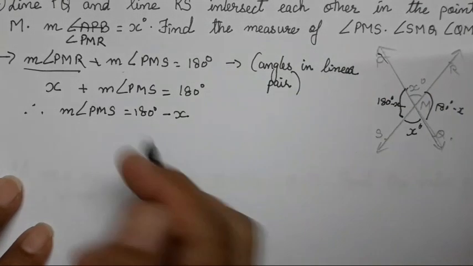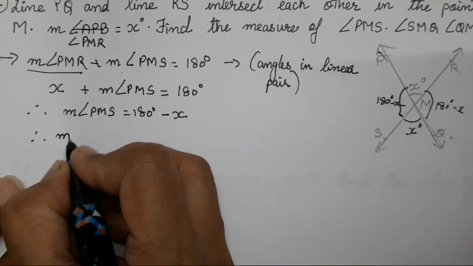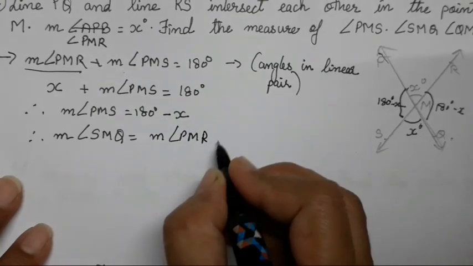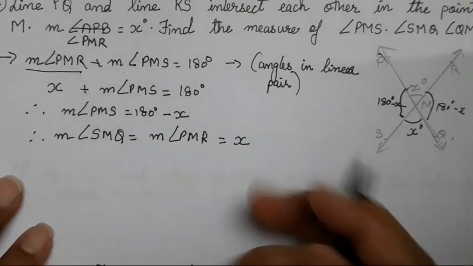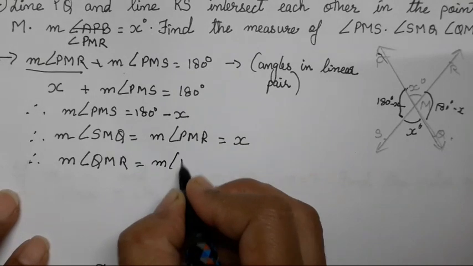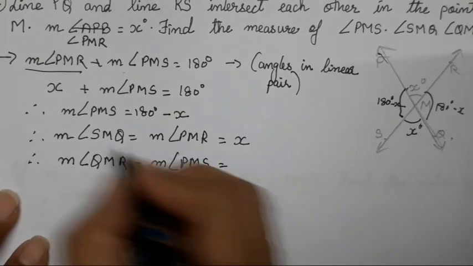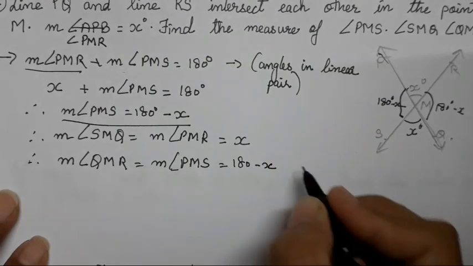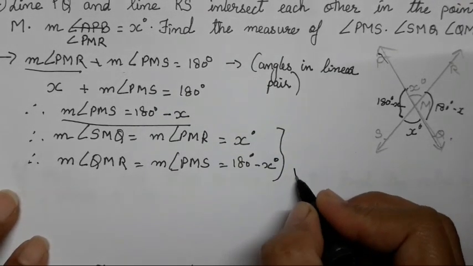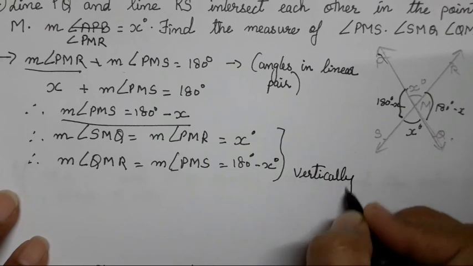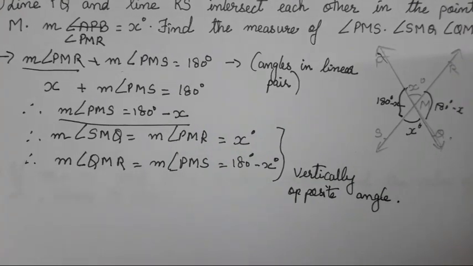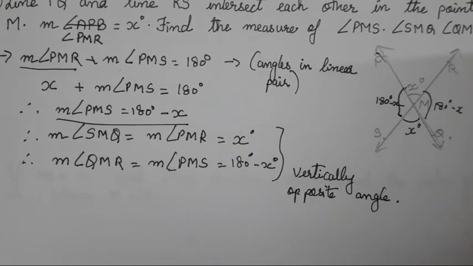तो vertically opposite angles हमें property लगा देनी है दोनों को. So directly you all can write measure of angle SMQ is equal to measure of angle PMR. मतलब जितना PMR x है तो SMQ भी x रहेगा, and measure of angle QMR is equal to measure of angle PMS which is supposed to be, हमने find कर लिया, isn't it, 180 minus x degree. So हमें ये कहाँ से मिला, इसका reason है vertically opposite angles.